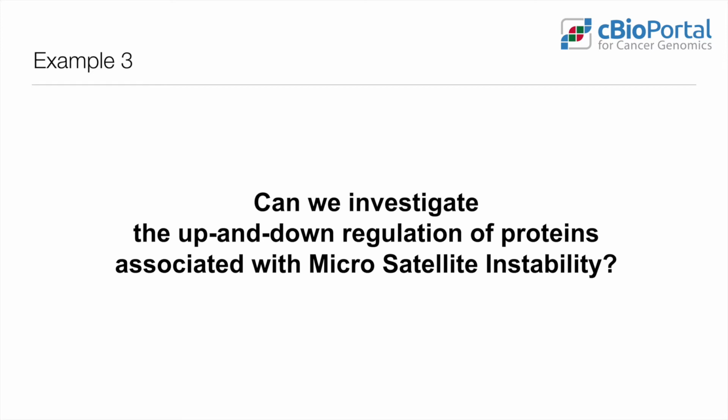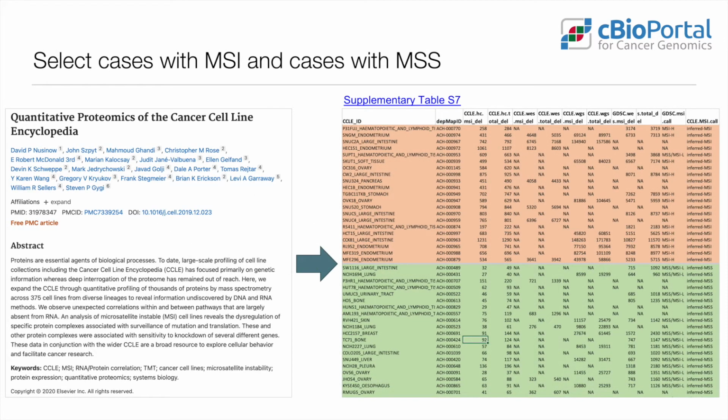Can we identify proteins that are potentially associated with the disease by looking at microsatellite unstable cell lines? For this example, we will go back to the publication by Nusinow and his colleagues. This publication has a supplementary table called table S7. In this table, which is actually an Excel sheet, there are the CCLE IDs for those samples which have an inferred microsatellite instability, the ones in orange, and those samples which have inferred stable microsatellites, which are in green. So we're going to copy these CCLE IDs and move them to cBioPortal.